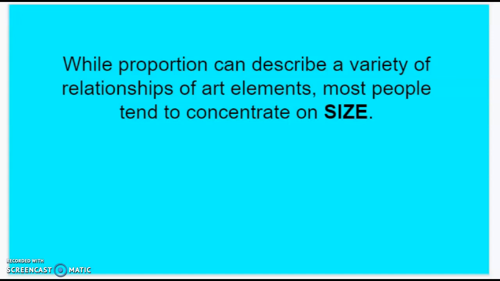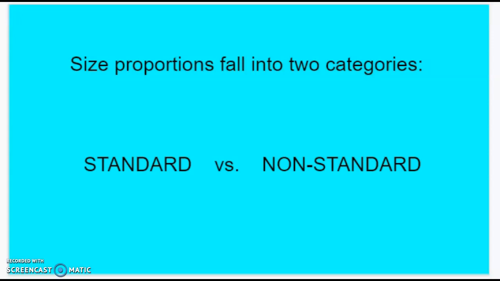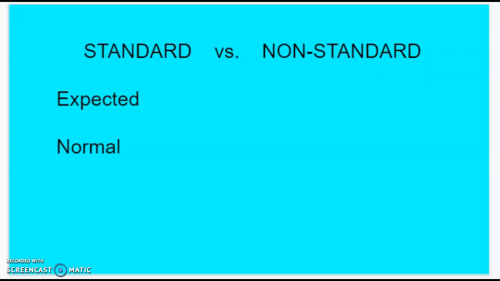Now, while proportion can describe a variety of relationships of art elements, most people tend to concentrate on size. So yes, proportion can be about texture, it can be about color, it can be about all those other elements, but most people tend to think about size. There are two types of size proportion categories: standard versus non-standard. So standard proportion is what is expected. We might call it normal.